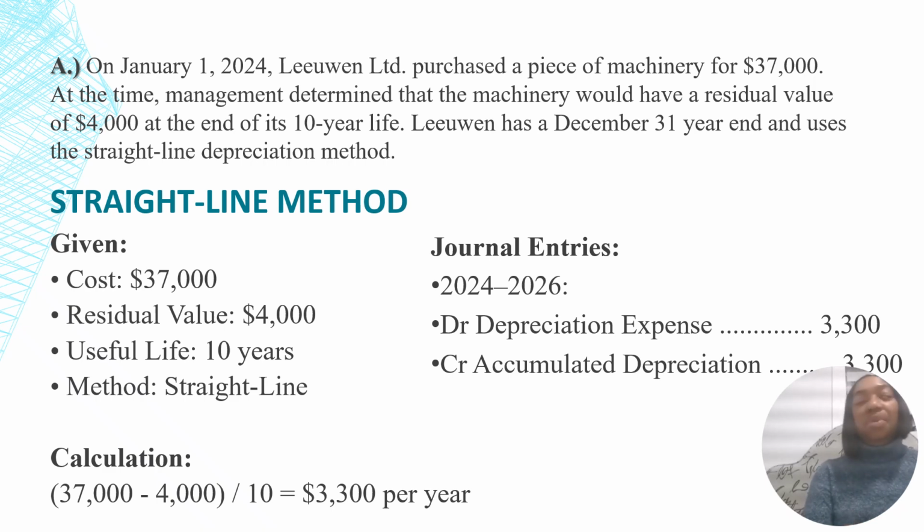This method is the simplest and most predictable. It spreads cost evenly, making profit and asset values easy to forecast. However, it assumes the asset wears out evenly. In practice, machines often lose value faster earlier on.